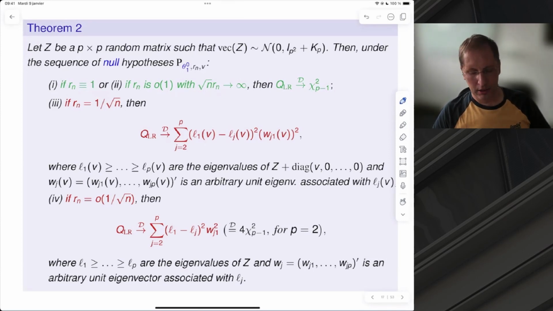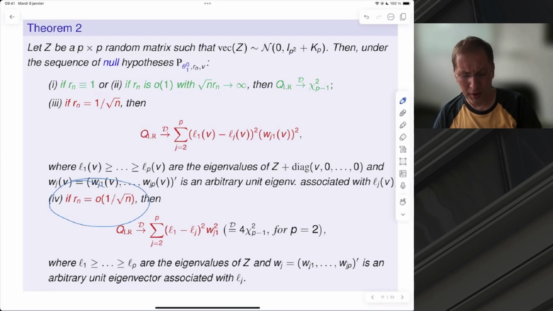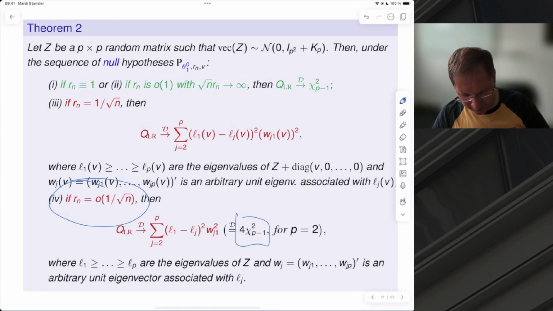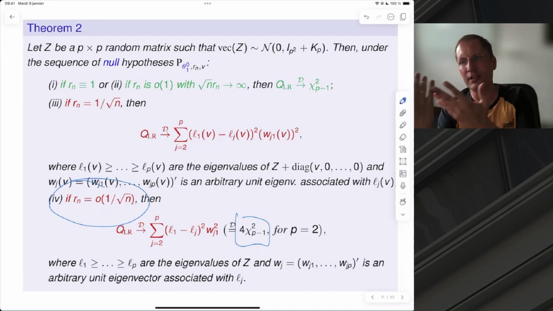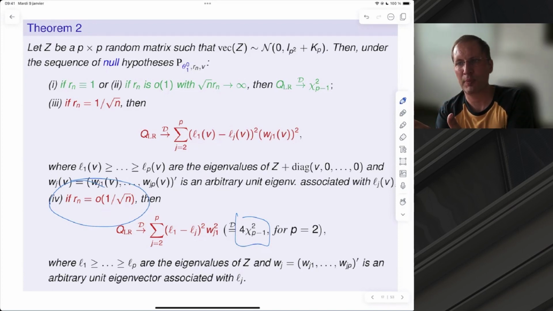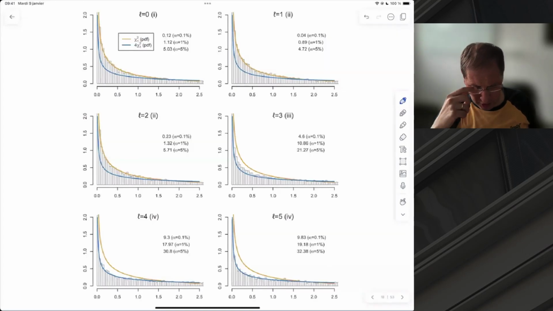And in particular, in the framework where Rn goes to 0 faster than 1 divided by root n, in dimension 2, it is a funny thing, what you get is 4 times a chi-square p minus 1 distribution. So in the standard setup, you have a chi-square p minus 1. And now in this non-standard setup, you get 4 times chi-square p minus 1. And this 4 kind of comes from nowhere. And you can, again, show that through simulations.